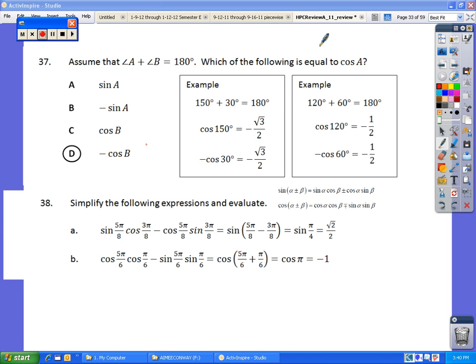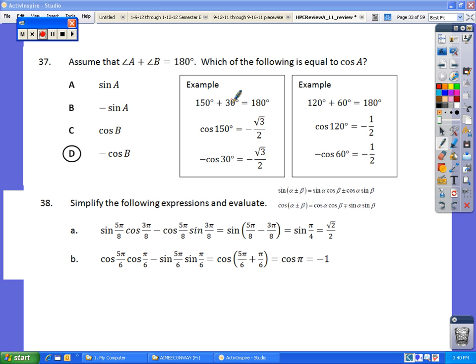Alright, so for number 37, we're going to assume that A plus B is equal to 180, and we're going to identify which of the following is equal to cosine of A. So to talk about this, this is actually one of the identities that we talked about in our last unit. But you can use some examples to also think about it.